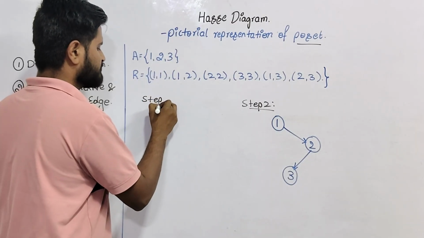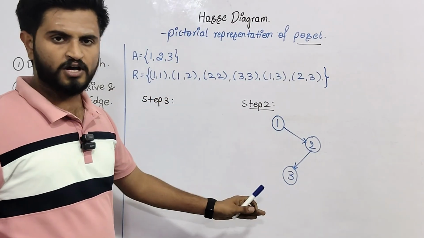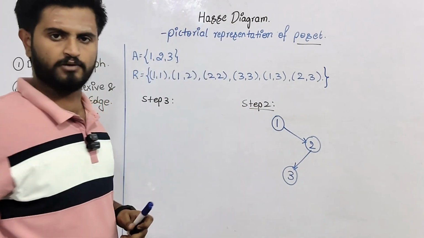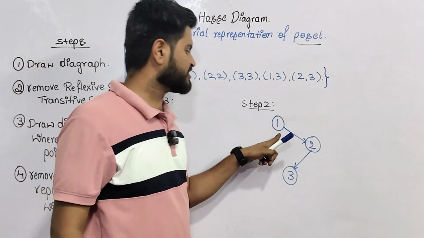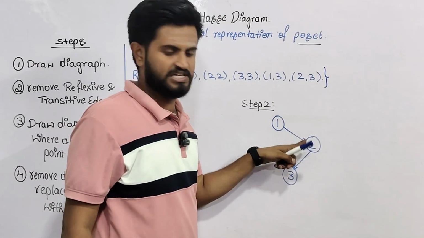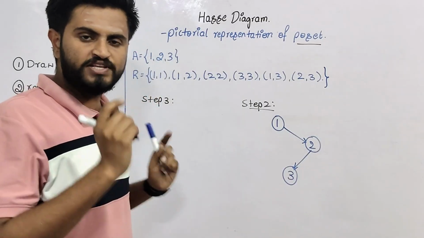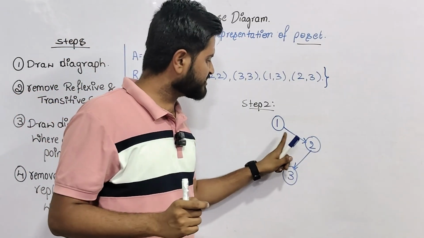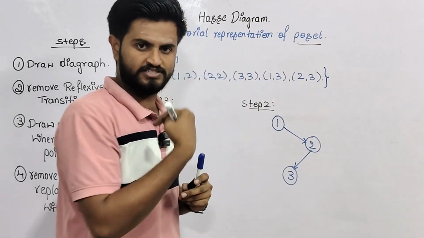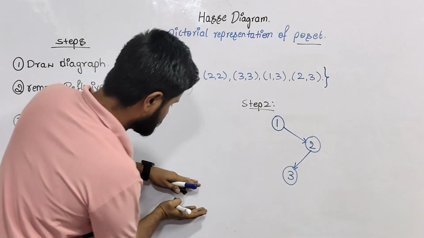So in step number 3, we must draw the digraph so that all the arrows which are pointing downwards must be showing upwards. So how to decide whether I must take 1 on the downside as a base, or 2 as base, or 3 as base? Whichever element, vertex or node does not have any incoming edge coming towards it will be considered for the base.